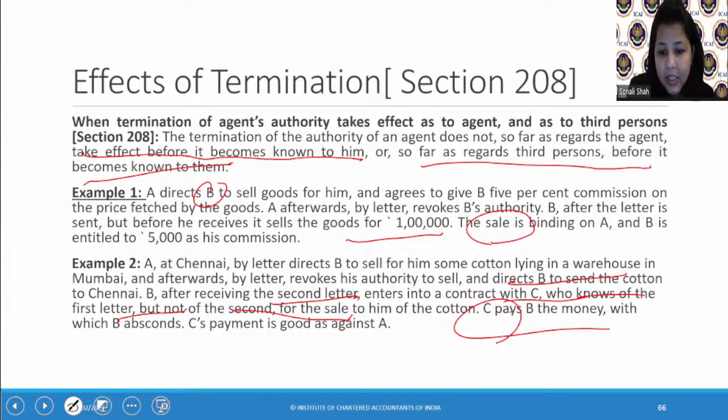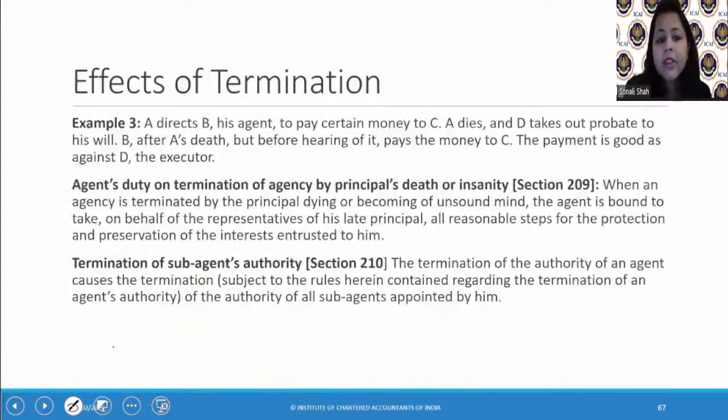C pays the money to B, but B absconds. So here C will have no liabilities towards A because he had no knowledge of the revocation of authority. This is how this functions.